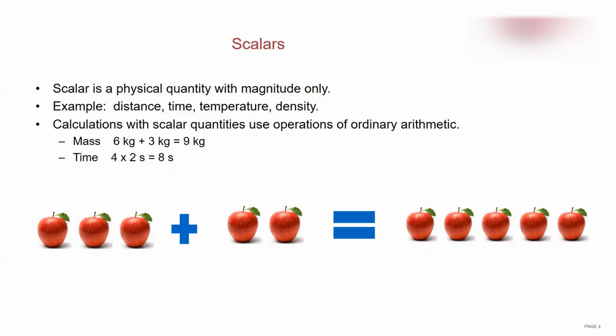So when we need to add two masses together, for example, 6 kilograms and 3 kilograms, we can just add them and say 9 kilograms. If we want to multiply 2 seconds by 4, we can just multiply and say 8 seconds.